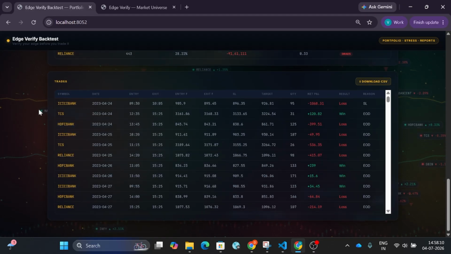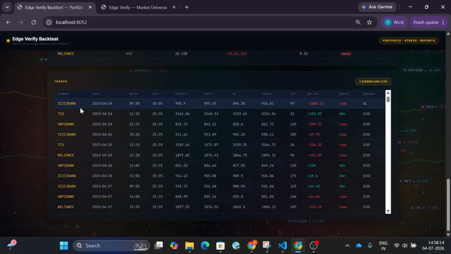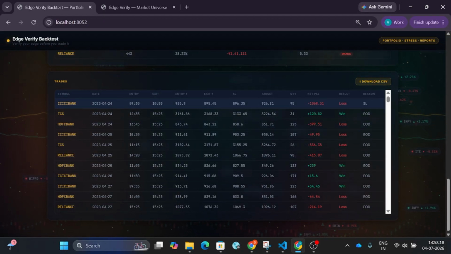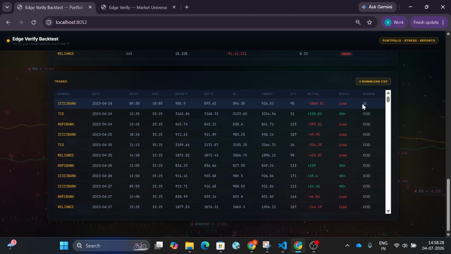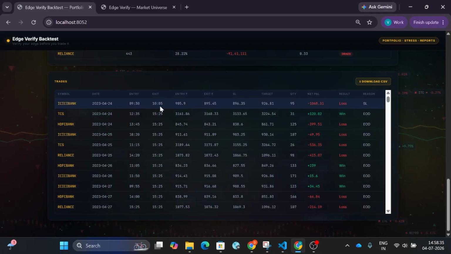After that there is a trades table, and in it you can see information about every entry: on which date it got entry, at which time it got entry, at which time it got exit, entry price, exit price, SL, target, quantity, net profit, result, and the reason. You can see that it entered on 9/18 and exited on 10/5. The reason was it hit the SL.